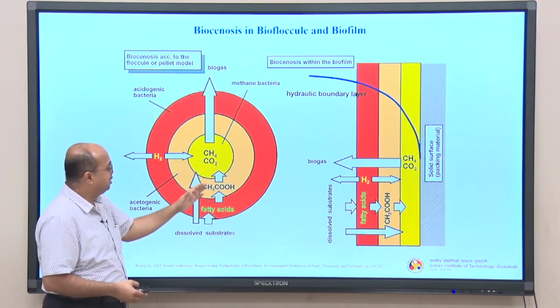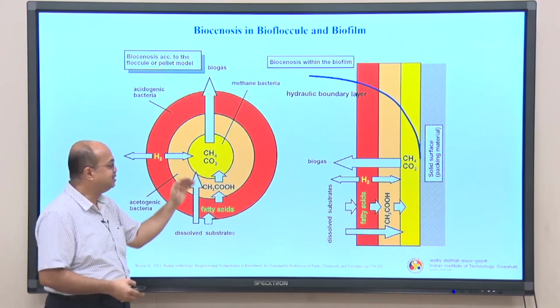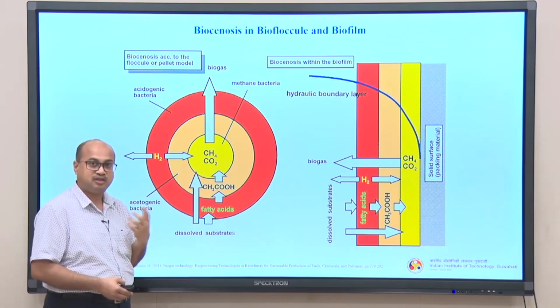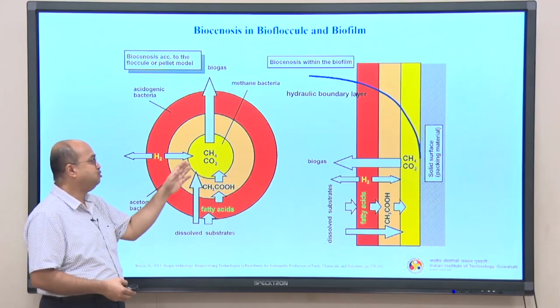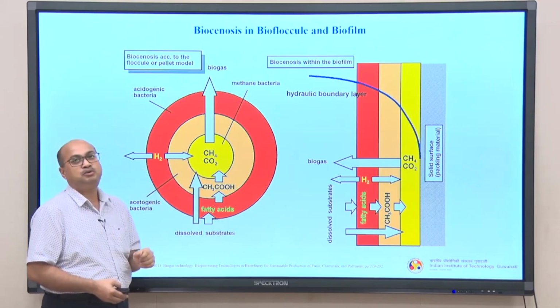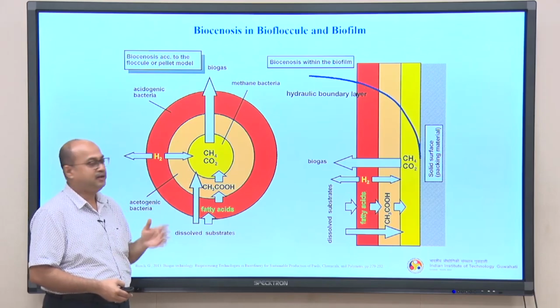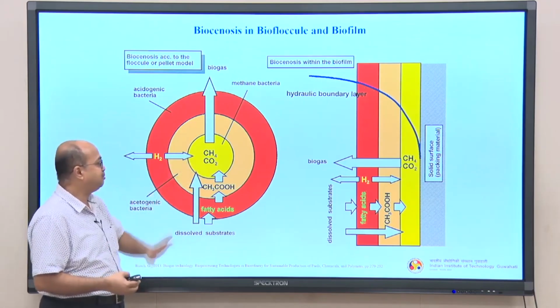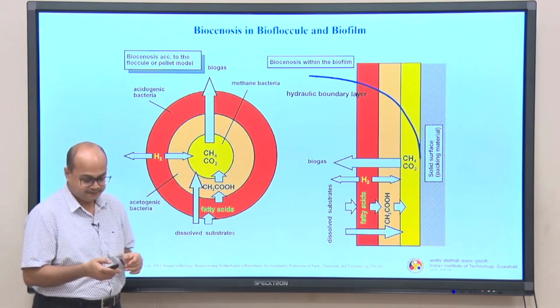Now, these acids are the source or the substrates for the methanogenic bacteria, which eventually convert them into methane and carbon dioxide. That is happening in the final core one, and then methane and carbon dioxide will come out, right.